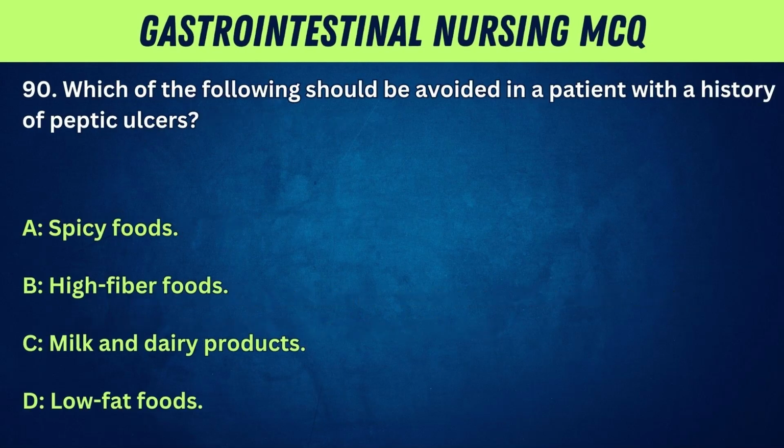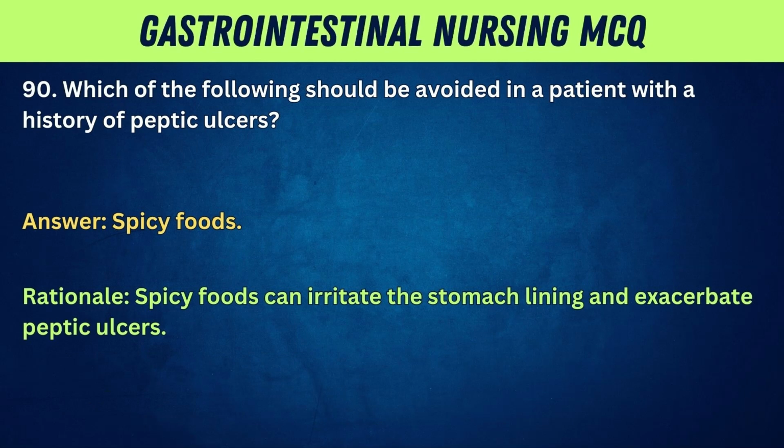90. Which of the following should be avoided in a patient with a history of peptic ulcers? A. Spicy foods. B. High-fiber foods. C. Milk and dairy products. D. Low-fat foods. Answer: Spicy foods. Rationale: Spicy foods can irritate the stomach lining and exacerbate peptic ulcers.